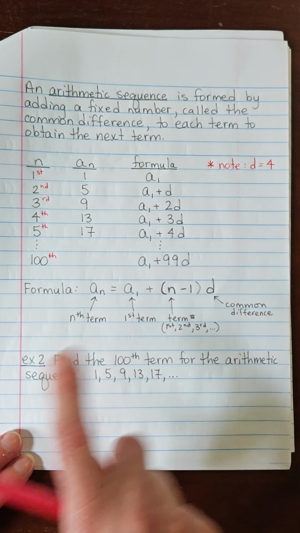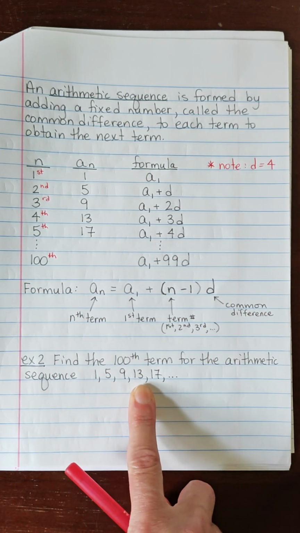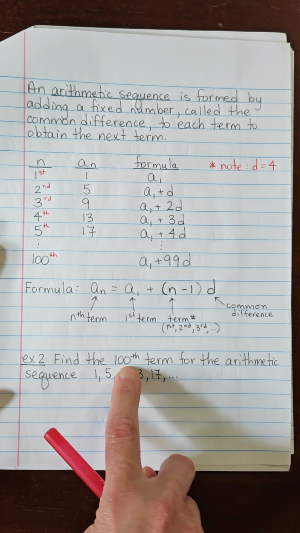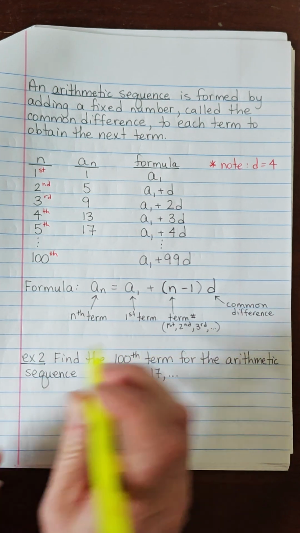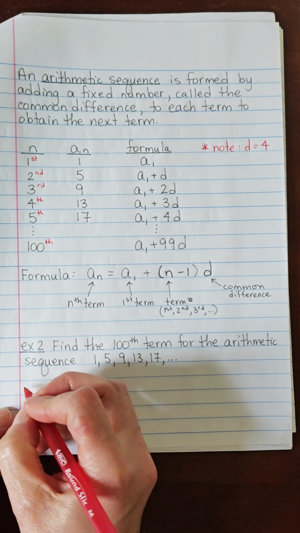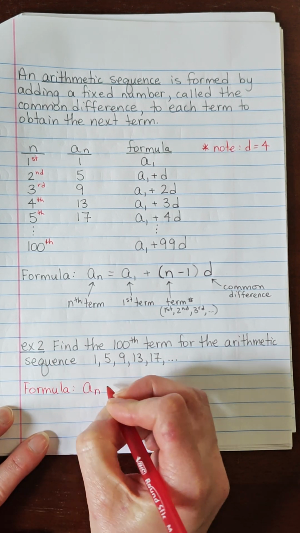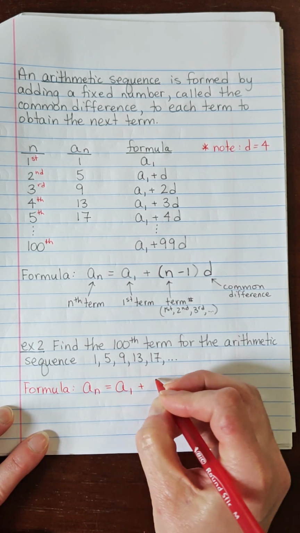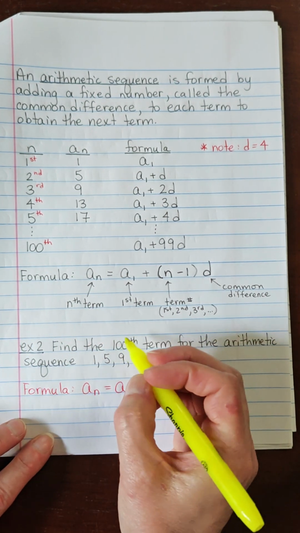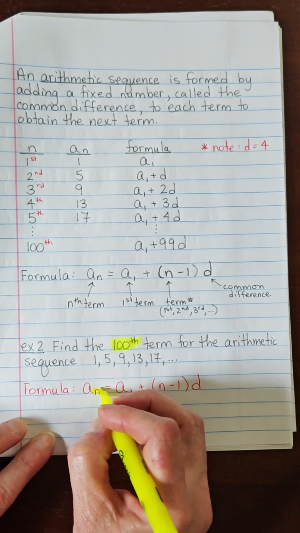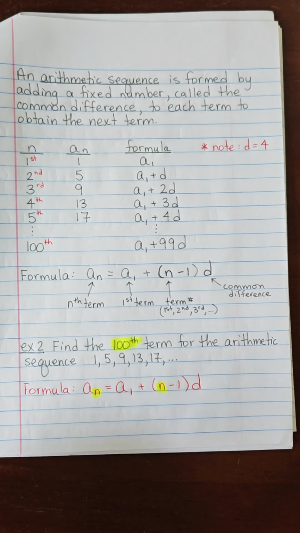All right, so let's use this to find the 100th term for this arithmetic sequence. So n, in this case, is 100. Let me write this formula. So I have A sub n equals A sub 1 plus n minus 1 times d. All right, so this is my n. And see how that n shows up twice in that formula.